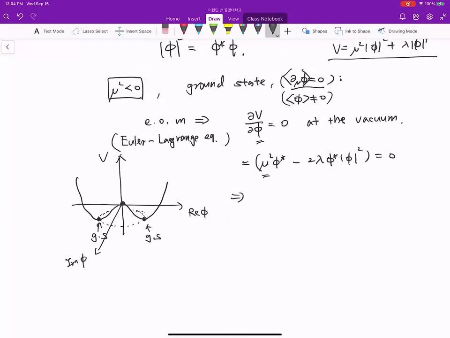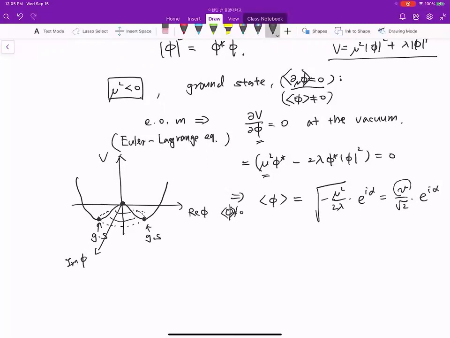So around the valley of the potential, then you see this kind of Mexican hat potential. There's a continuum of ground states. So if phi is non-zero, the non-trivial solution to phi will be given by this continuum. Let me call this v over square root of 2 times e to the i phi.